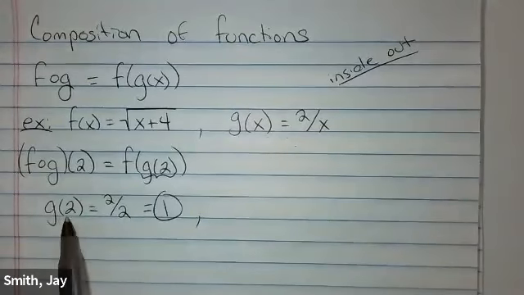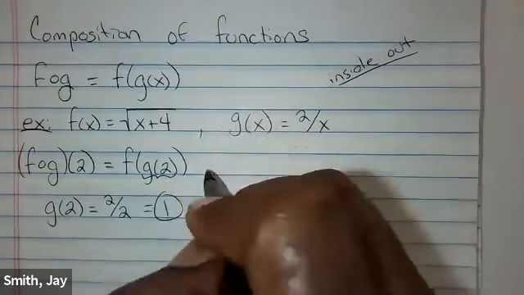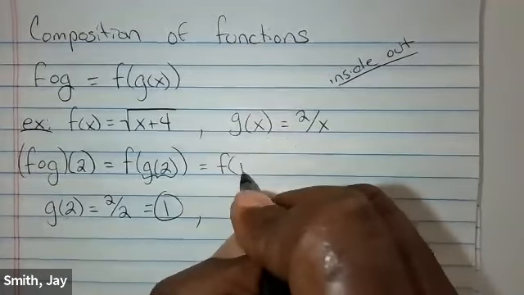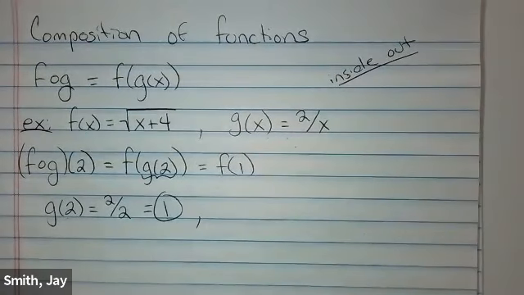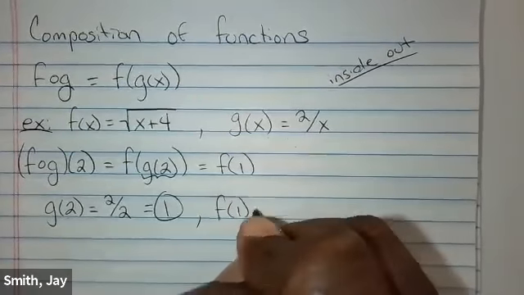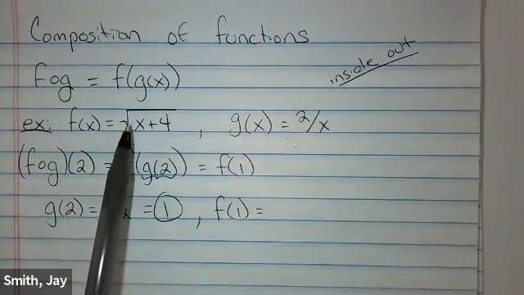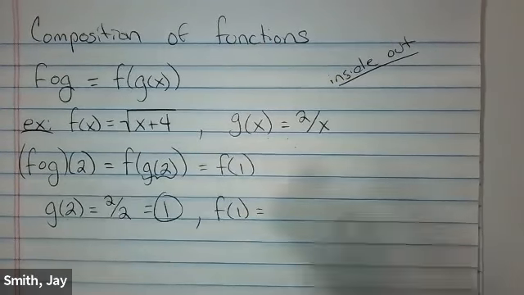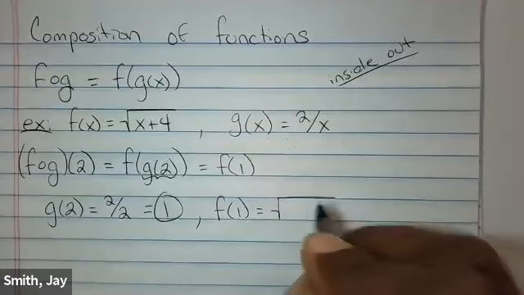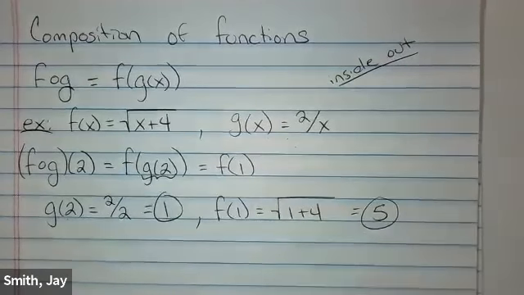All right, so now that we know that g of 2 is equal to 1, when we're trying to answer our question, which is f of g of 2, that's the same as f of 1. This is because g of 2 is 1. Can everybody see that? So essentially what we need to find next is f of 1, which means we're going to replace every x in f of x with 1. Remember, f of x is the square root of x plus 4. So f of 1 will be the square root of 1 plus 4, or f of 1 will be equal to 5.